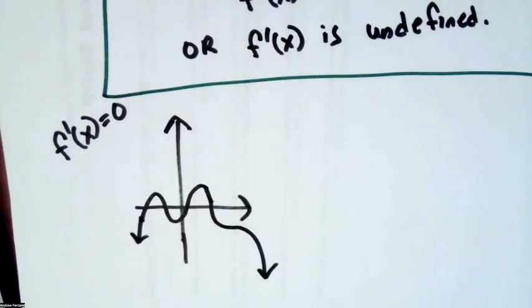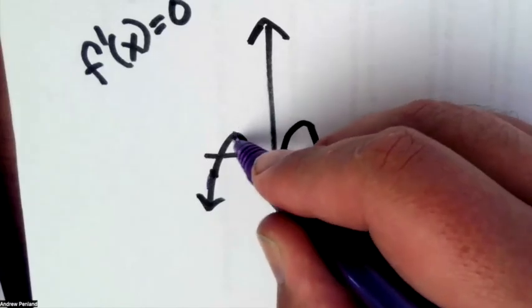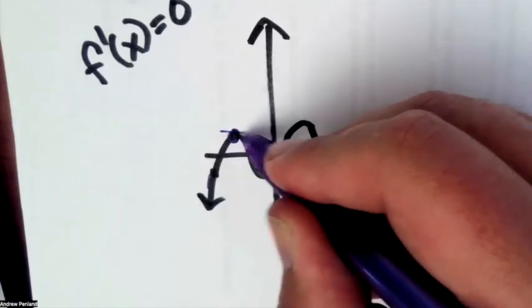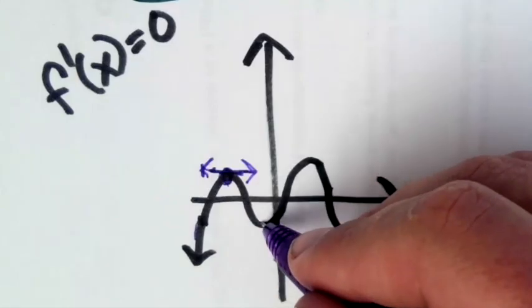I'd like for you to stop me when I get to a critical point on this graph. I'm going to start my purple pen here. Stop me when I get to a critical point. Okay, right there is one, because I have a horizontal slope. Stop me when I get to a critical point.